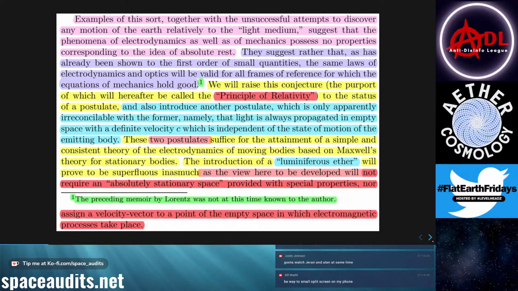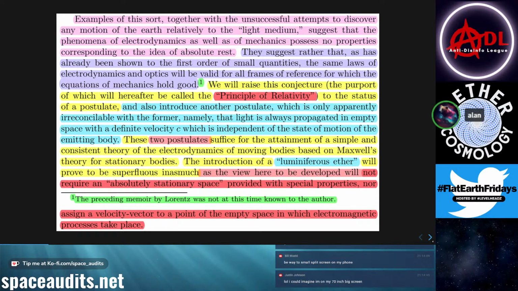All right. So before we continue, though, we have to preface on why this is important for special relativity and why this is such a big deal. So we'll read from Einstein's 1905 paper. We raise this conjecture, the purport of which we will hereafter call the principle of relativity, to a postulate and then introduce another postulate which is apparently irreconcilable with the former, namely that light always propagates in empty space with a definite velocity c and is independent of the state of motion of the emitting body. These two postulates will suffice to obtain a simple and consistent theory of electrodynamics of moving bodies based on Maxwell's theory for stationary bodies.